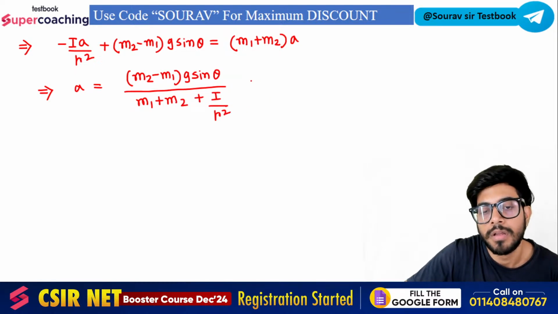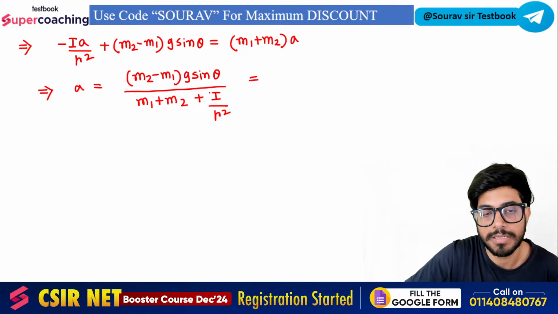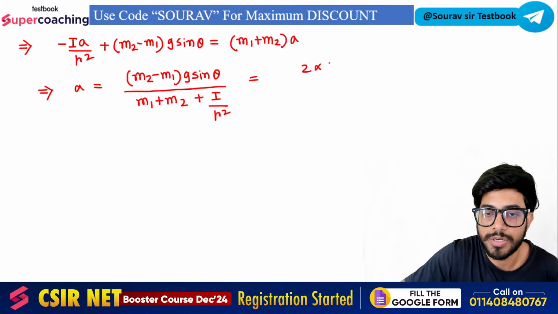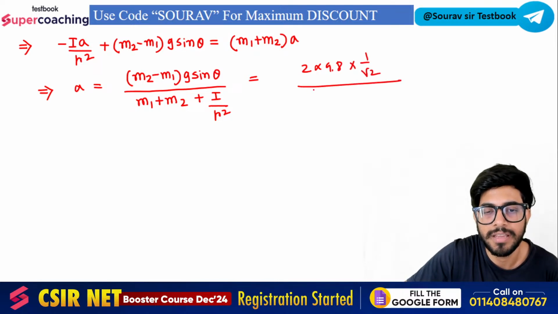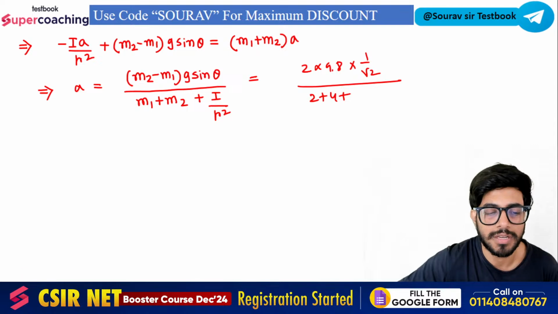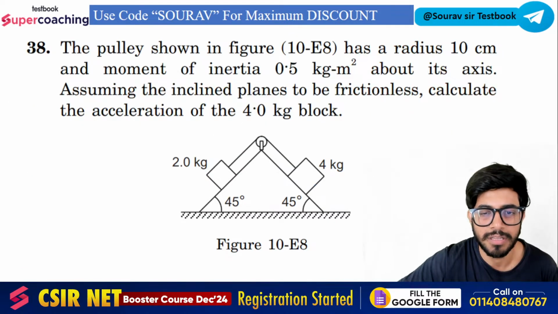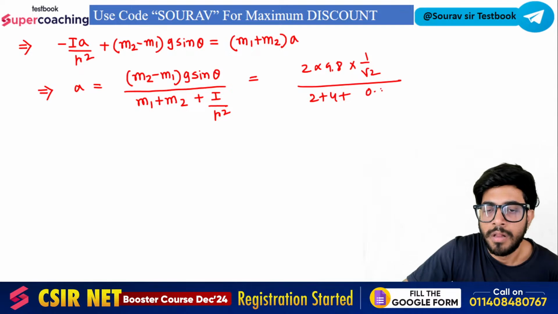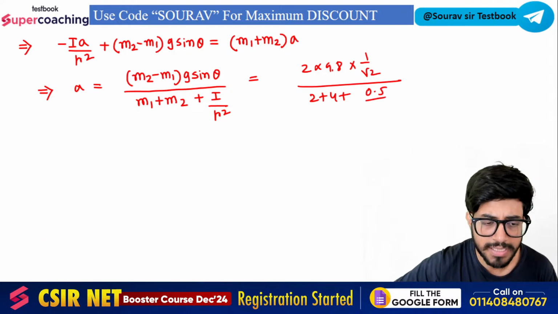Good. Now tell me what this is. M2 is 4 kg, M1 is 2 kg. So this is 2 into 9.8 into sine 45, which is 1 by root 2, whole divided by 2 plus 4 plus, what is the moment of inertia they mentioned in the question? 0.5, right? Means half. What is the radius of the pulley?